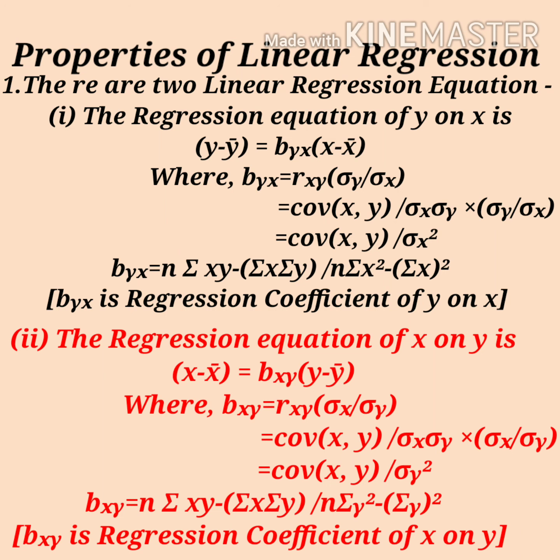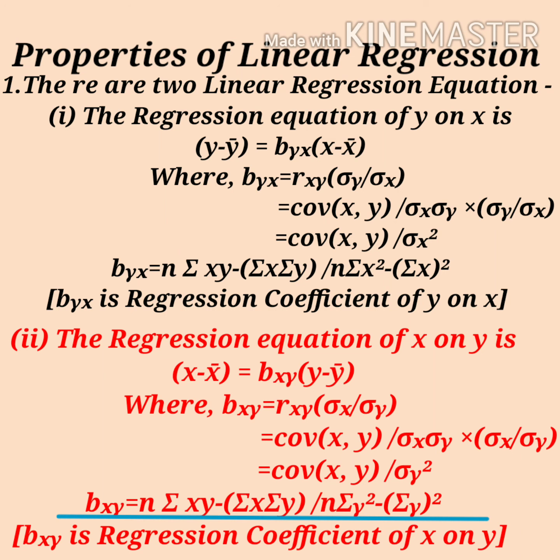Similarly, the regression equation of x on y is x minus x bar equal to b_xy into y minus y bar. And after derivations and simplifications, we will get b_xy equal to n into summation xy minus summation x into summation y divided by n into summation y square minus summation y whole square.